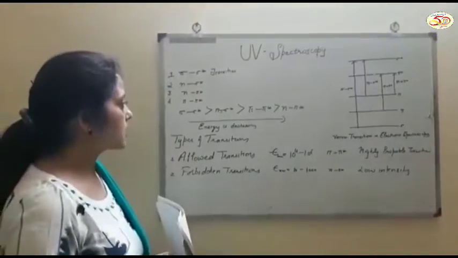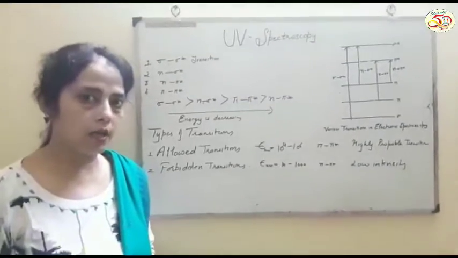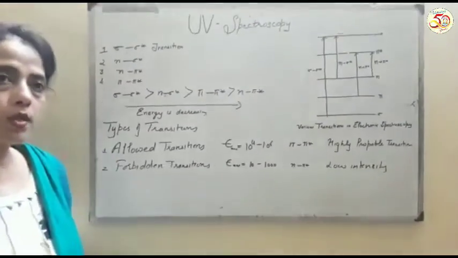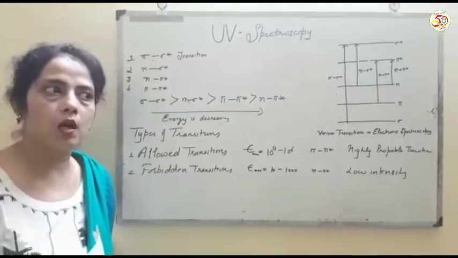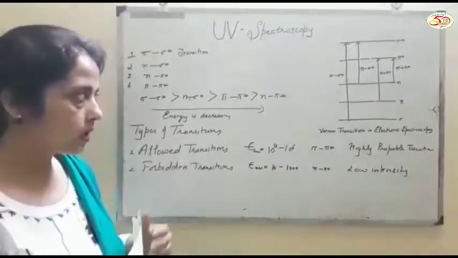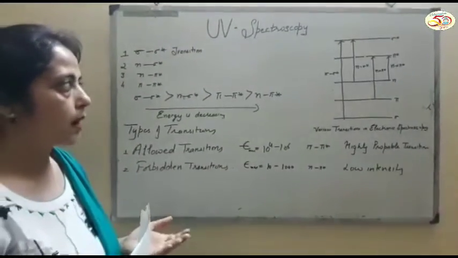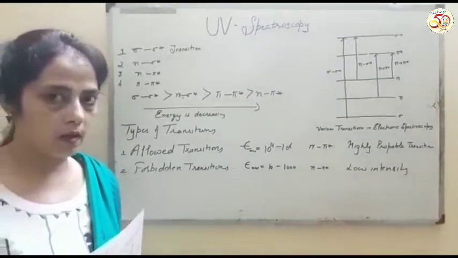As we know, sigma to sigma star and n to sigma star transitions are higher energy transitions because sigma bond is a strong bond. So these transitions can only be studied in the evacuated region. So we will mainly consider pi to pi star and n to pi star transitions in UV spectra.